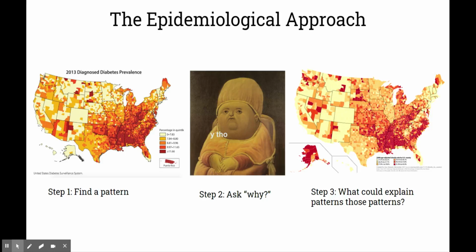And then the last kind of major step is trying to figure out what could be causing those patterns. So in this case, this is a map of obesity in the United States. And if you look at the two patterns, you see some strong similarity or correlation there. And this is kind of just like epidemiology. So there you have it.